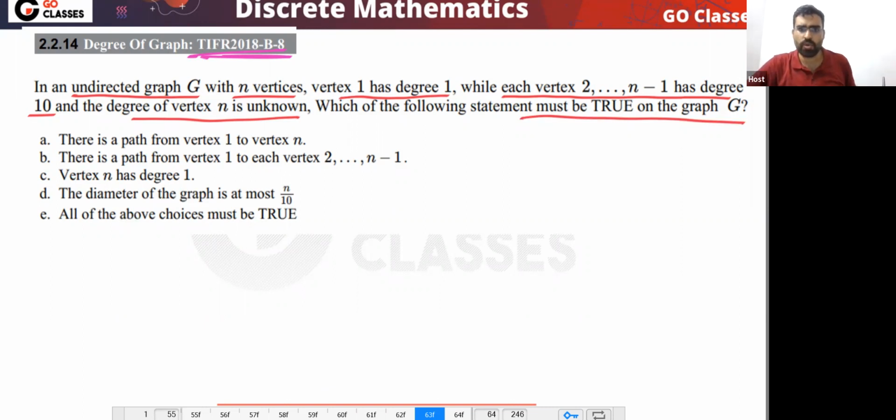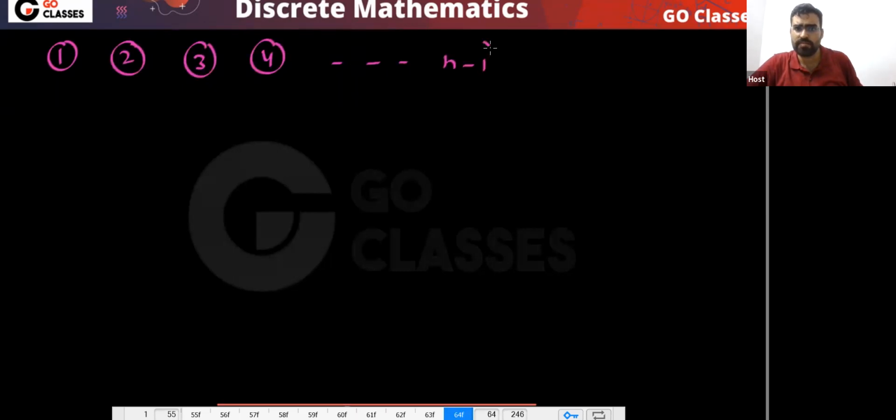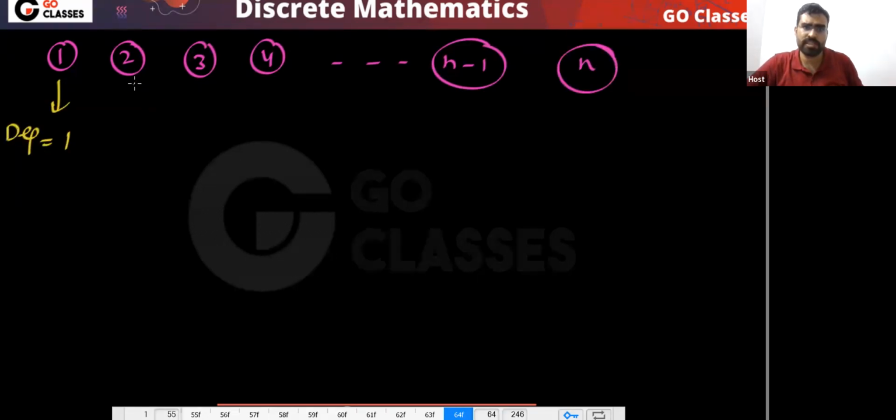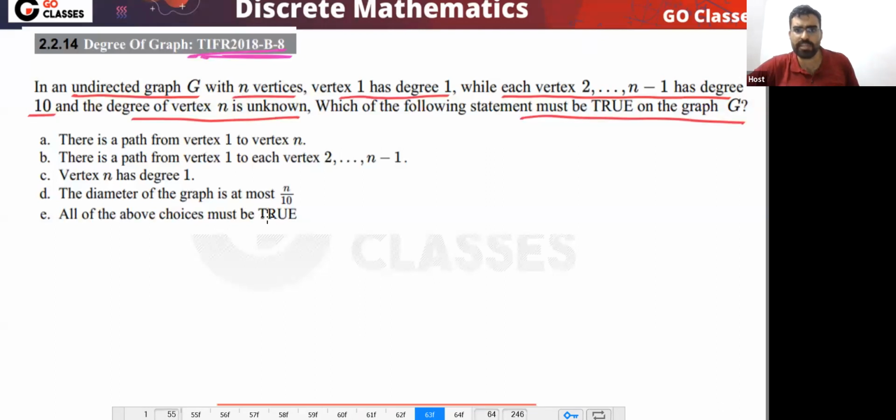So the question is saying that there are total n vertices. This vertex has degree 1. This has degree 10, this has degree 10, this has degree 10, this has degree 10. What should be the degree of this last vertex? Odd. It should be odd. You must have an odd degree.